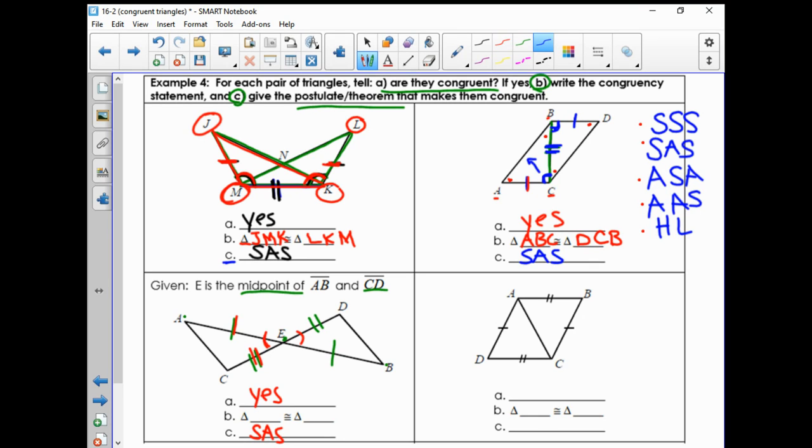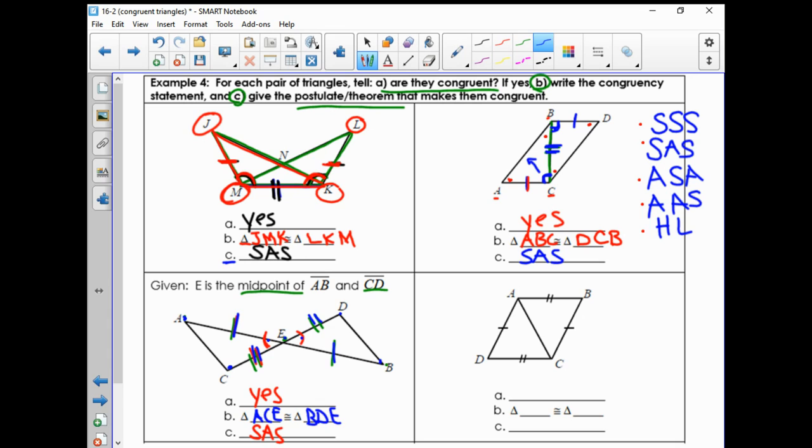So let's see, let's call this triangle ACE. It's ACE right there. Okay, A is going to correspond. Notice how it touches the one tick mark. So it's going to correspond with B over here. C, it touches the two tick marks. So it's going to correspond with D. And then E corresponds with E itself right there.